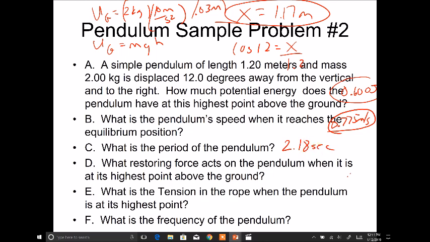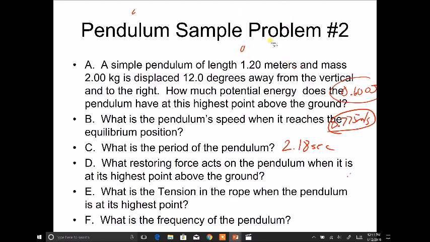Next, we want to find the restoring force. So to find the restoring force, we need to draw this out a bit. So let's make some space up top. So let's say here's our vertical. That's not vertical at all. Let's try that again. So that's sort of a vertical. Our pendulum is over here. This is an angular displacement of 12 degrees.